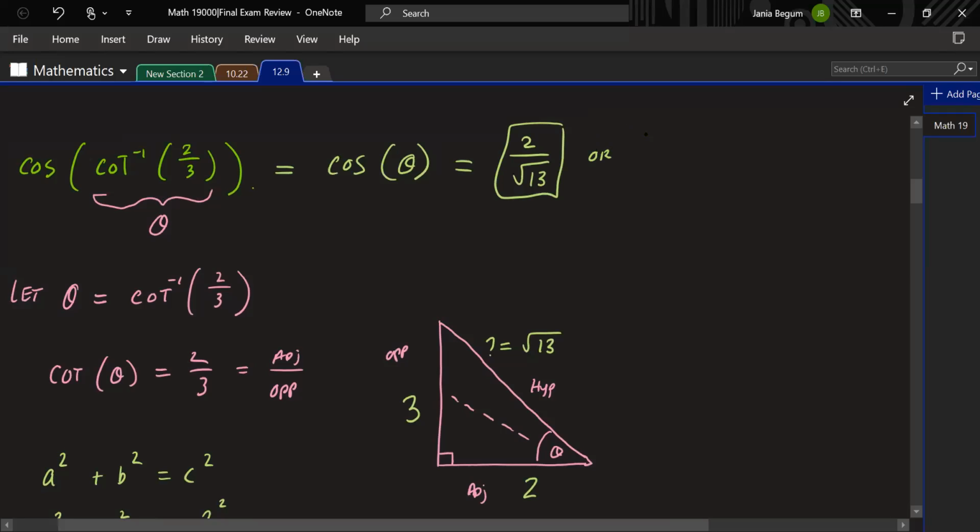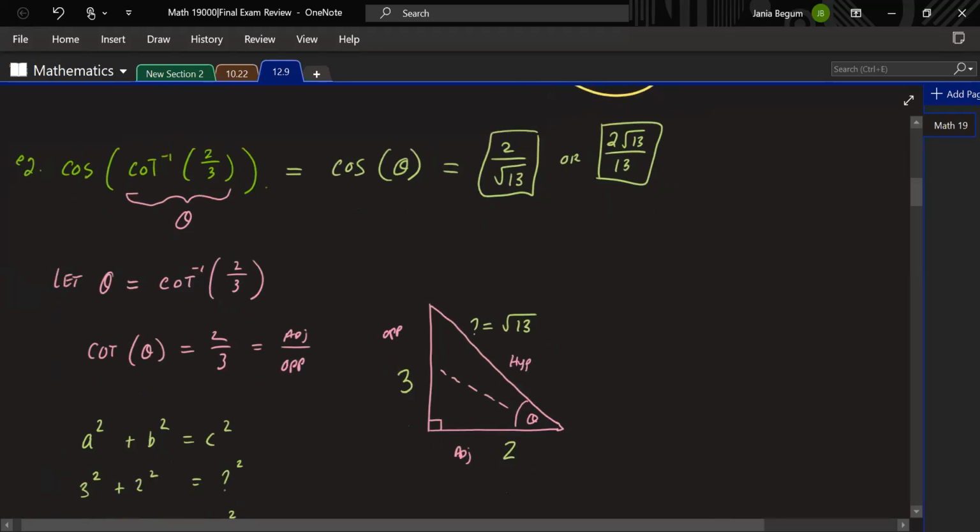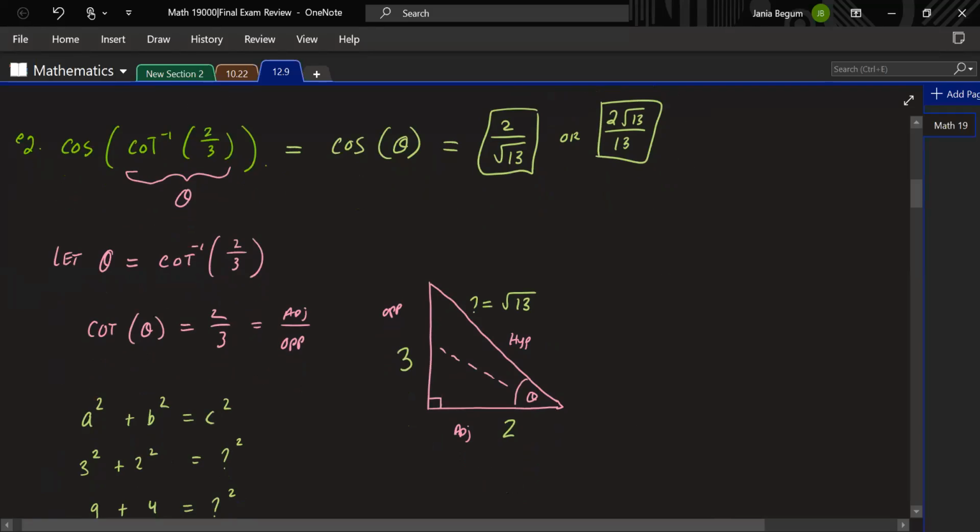But if you want to, it will be 2 radical 13 over 13. So that would be the rationalized answer. Okay. So any questions on this type of problem?